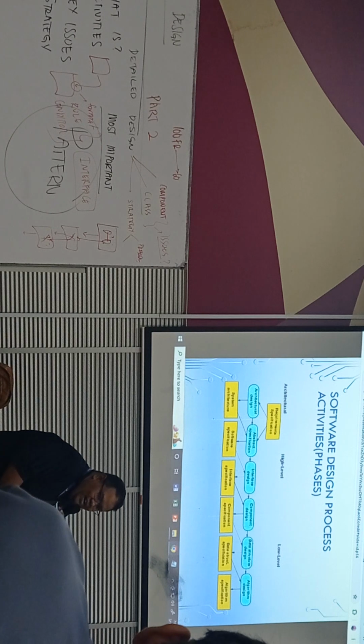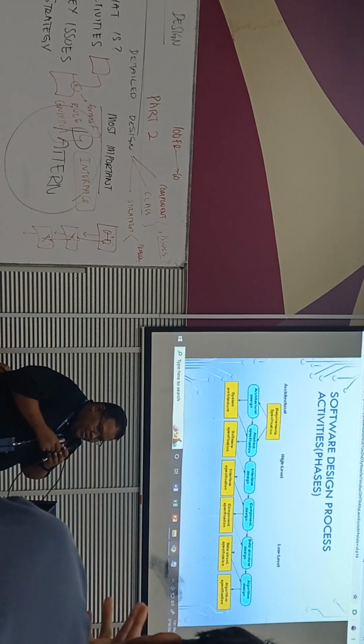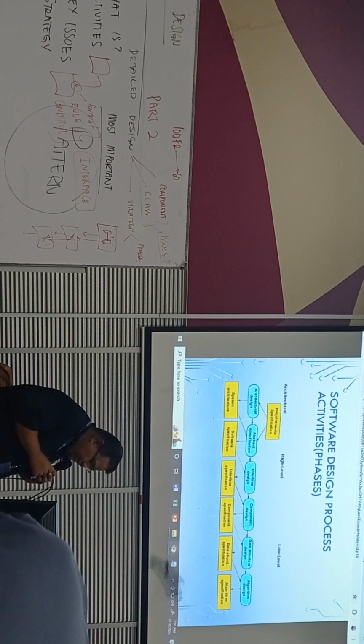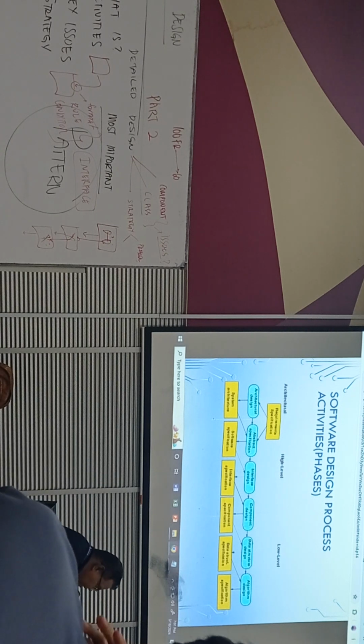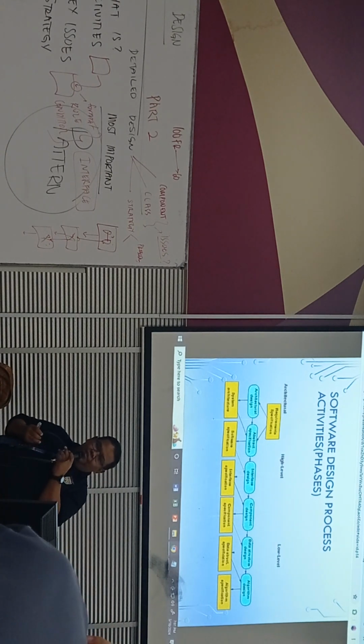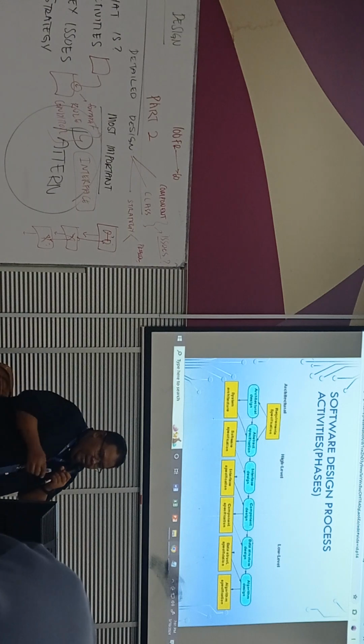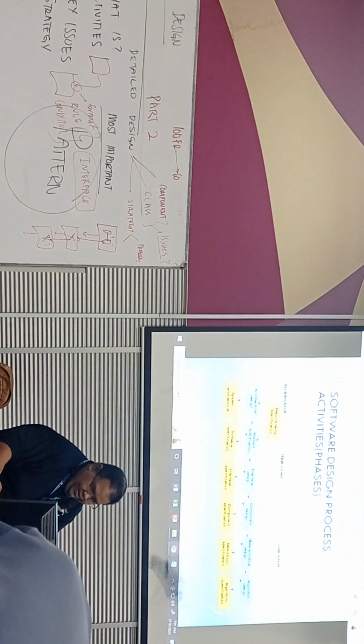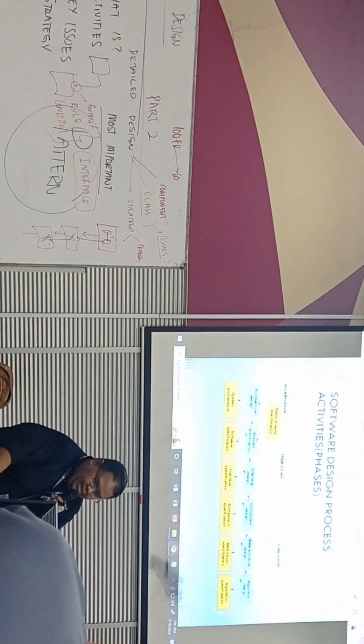Right, let's proceed. The design activity phases. These are the activities that you must do when you do detailed design. There are 1, 2, 3, 4, 5, 6 activities. But actually, it involves something that we already did.